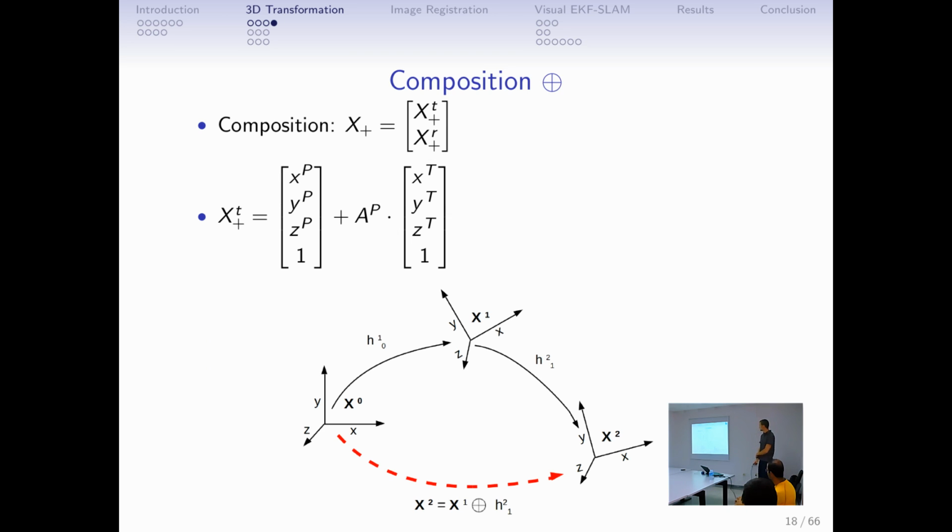The translation part of our function is not as easy as the rotation. Because first of all, we have to rotate our transformation with respect to the orientation of the state of our current pose, P. And this result we can add to our current state. We come from here with this information, what is here, to get this.